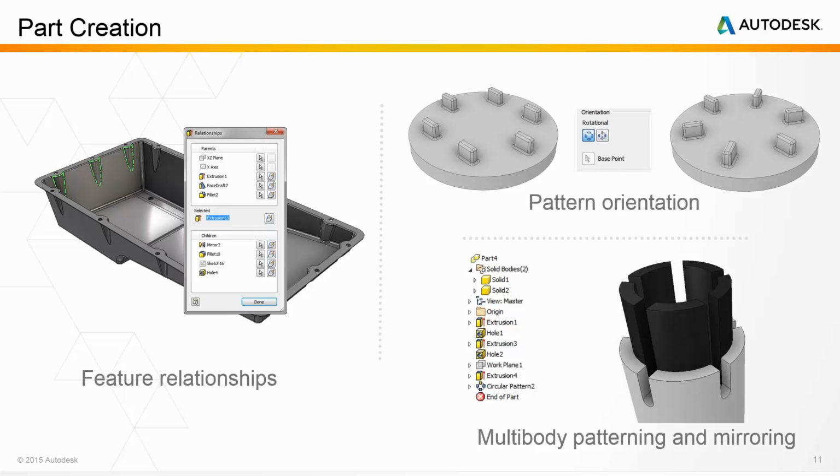And then multi-body support has also been improved as well, and that's further enhanced through the ability to pattern and mirror features across multiple bodies. So in this case here, where we've got a cutout that's been put through a part, you'll see that cutout can then be patterned through both bodies in the one feature rather than having to be separate features.